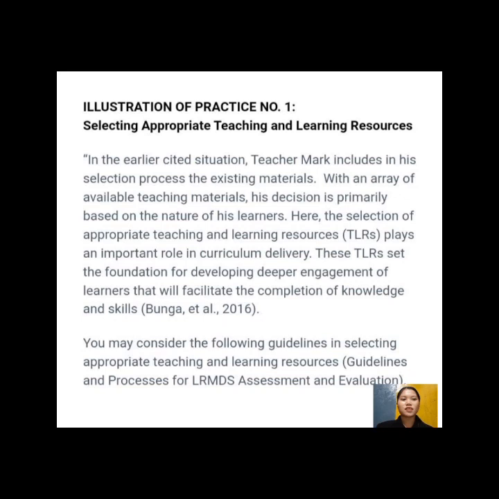The selection of appropriate teaching and learning resources, or TLR, plays an important role in curriculum delivery. This TLR sets the foundation for developing deeper engagement of the learners that will facilitate the acquisition of knowledge and skills. The purpose of this policy is to outline the department policy and guidance on selecting suitable teaching and learning resources for students.